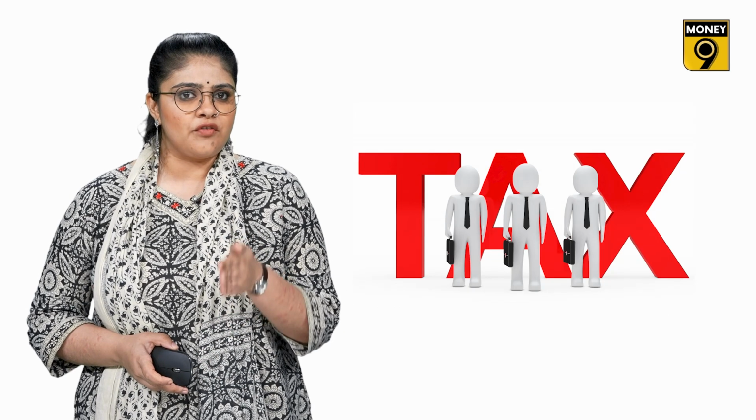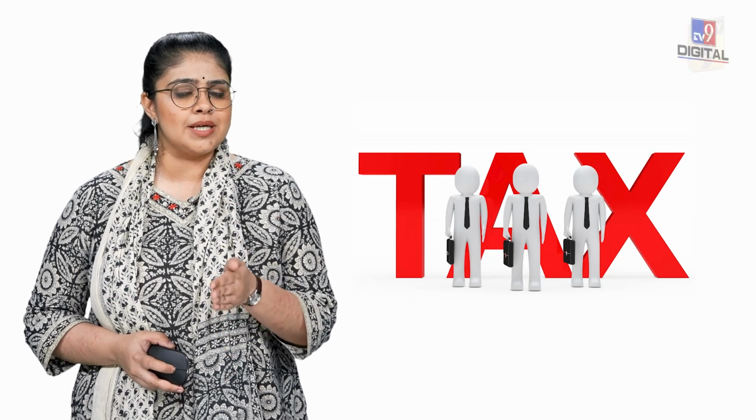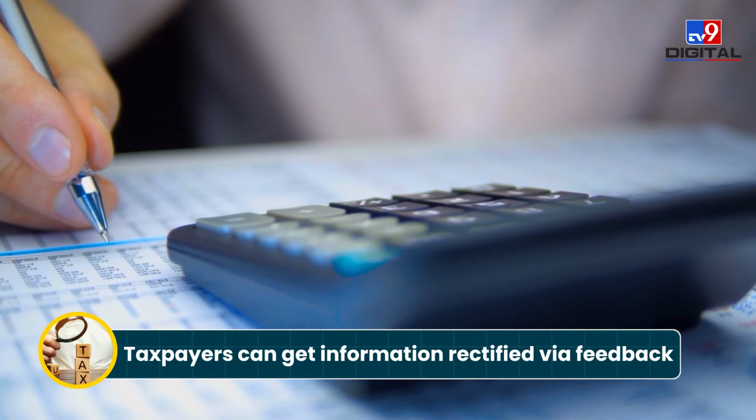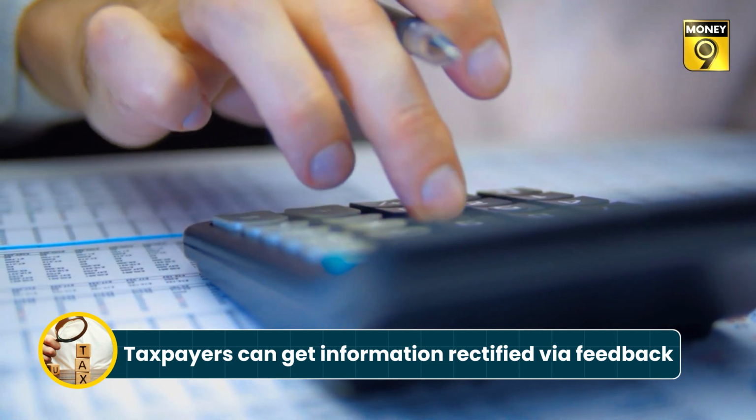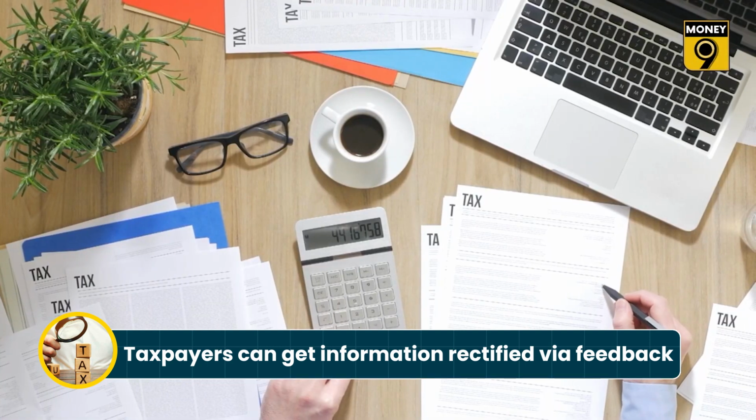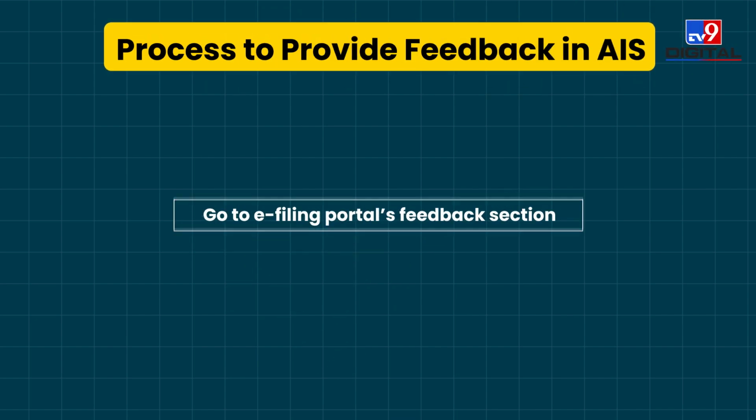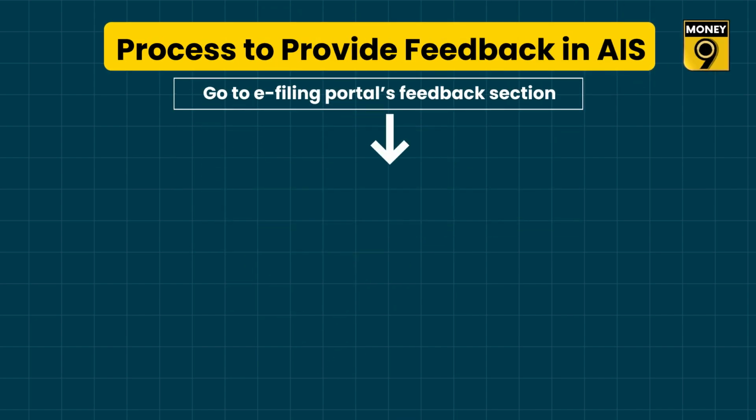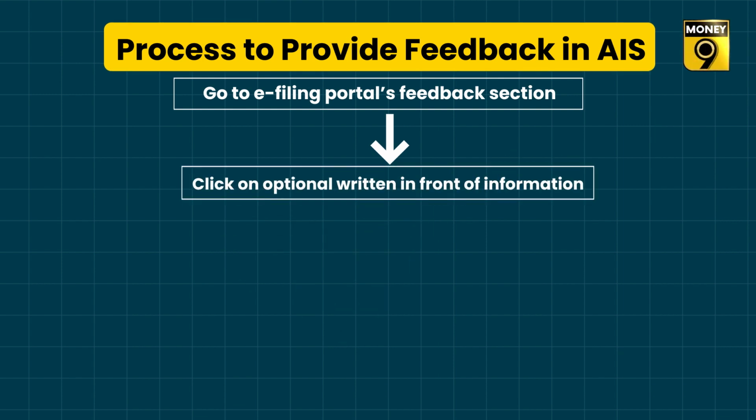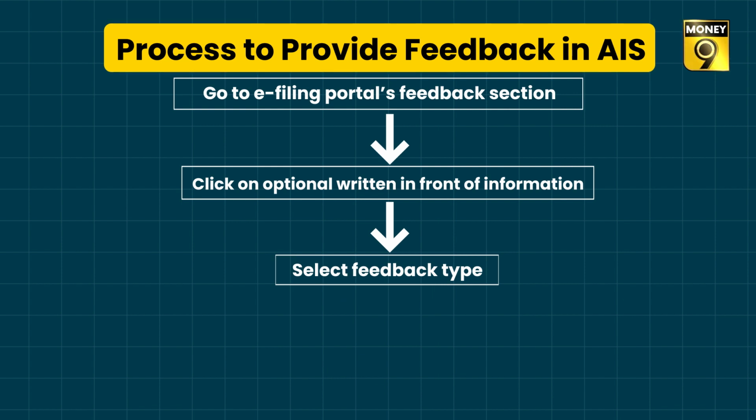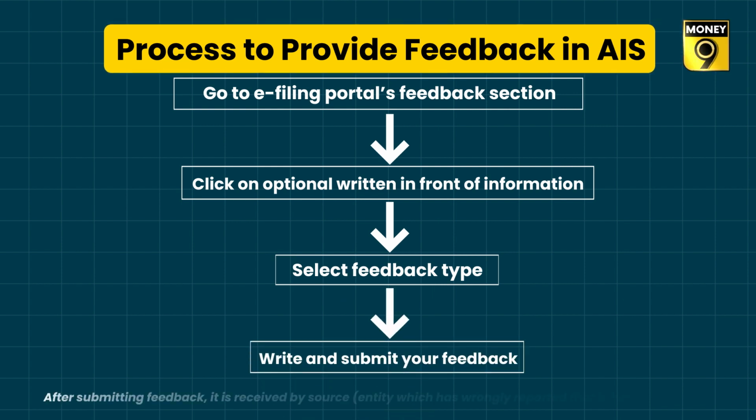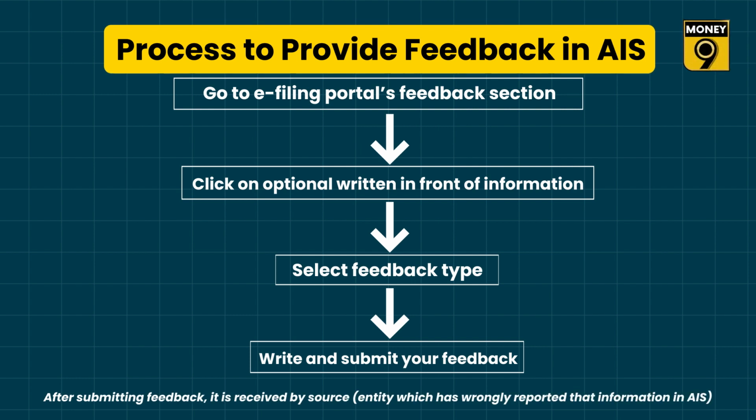The information provided in the AIS is not always accurate. To rectify any incorrect information, the Income Tax Department has provided the taxpayer with the feedback option. Under the current system, if there is any incorrect information mentioned in the AIS, you can select Optional written next to the information in the feedback section, and after selecting the feedback type, you can submit your feedback. This way, your feedback reaches the source or the entity that has reported this information in the AIS.